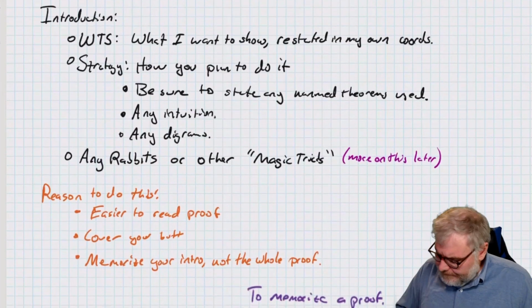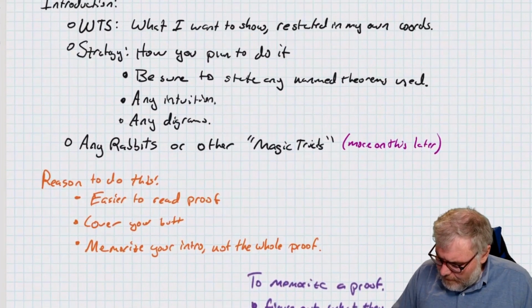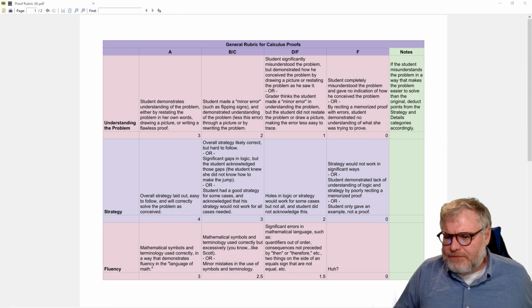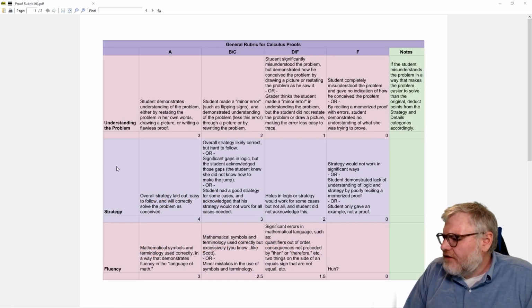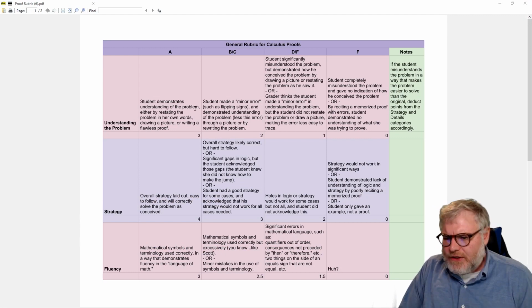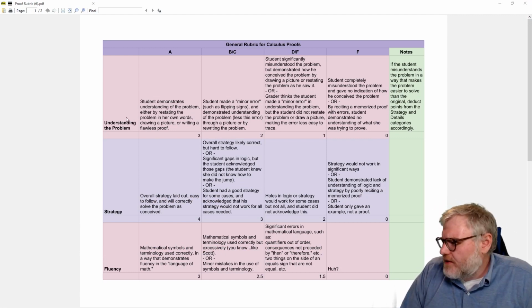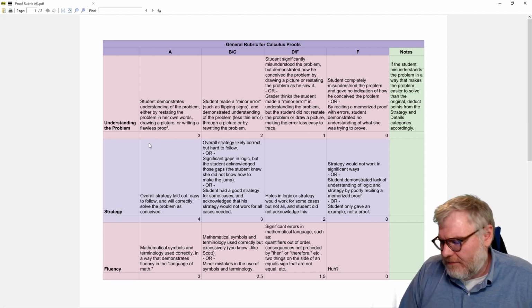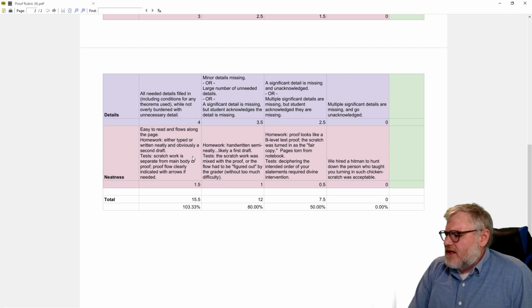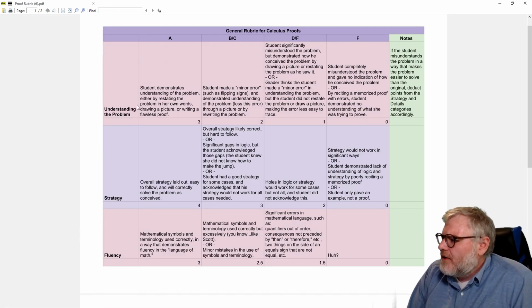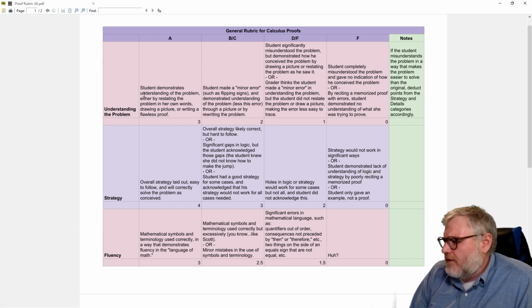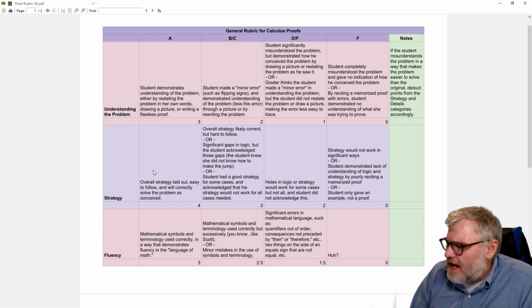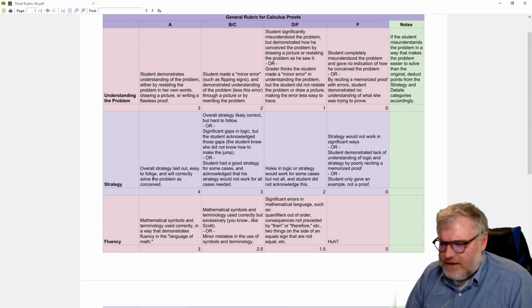All right? So, let me show you what the rubric looks like. I already flipped to it once, but let's just flip back to it. So, as you can see here, this rubric is available down there in the description. But the first thing I should emphasize is that this is a meta rubric. It's a rubric that we use to make rubrics for the problems. So let's say this is a 15-point problem, okay? Student demonstrates understanding of the problem either by restating the problem in her own words, drawing a picture, or writing a flawless proof. Strategy: overall strategy laid out, easy to follow, will correctly solve it.